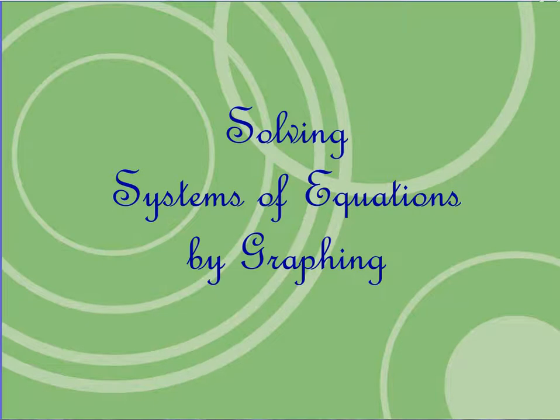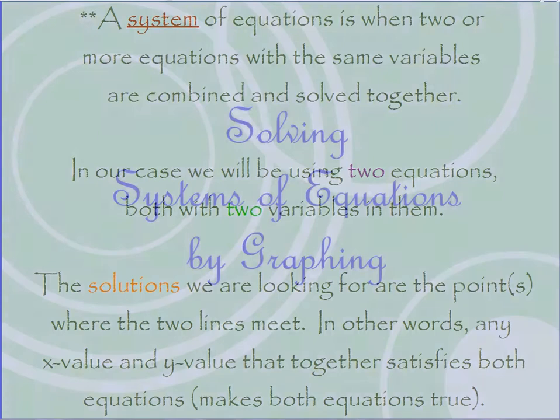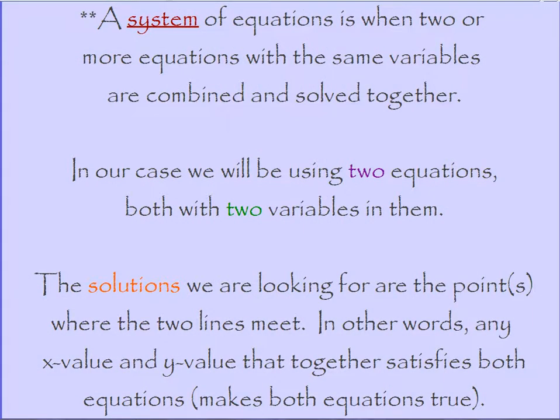Today we're solving systems of equations by graphing. A system of equations is when two or more equations with the same variables are combined and solved together. In our case, we'll be using two equations in two variables. The solutions or answers we're looking for today are the point or points where the two lines meet.